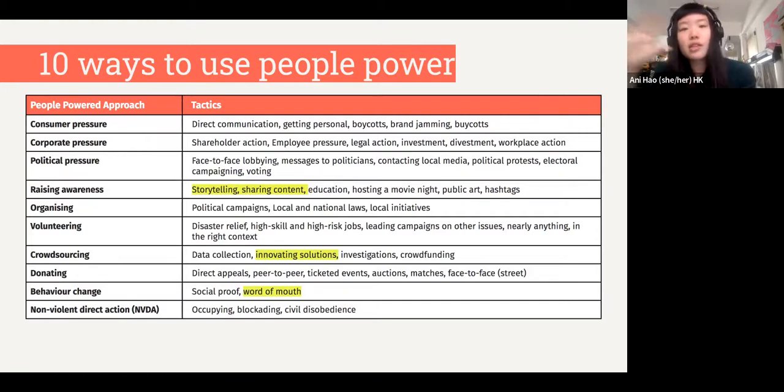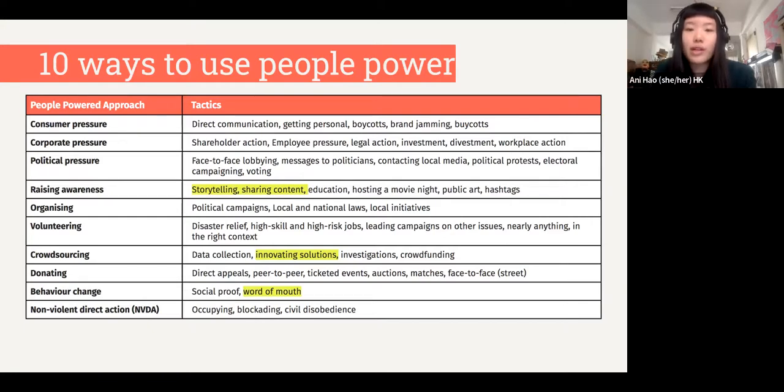So just looking at some other people-powered tactics, people-powered approaches to campaigning, like how to create invitations for people to participate in different ways.